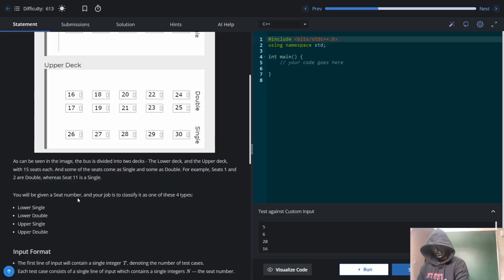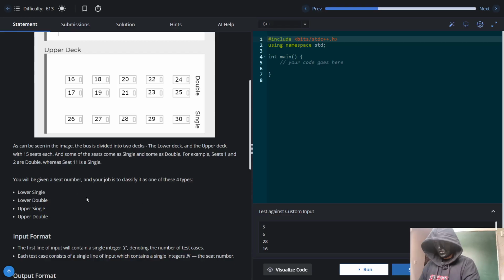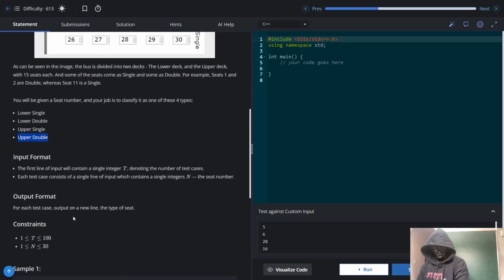You will be given a seat number and your job is to classify it as one of these four types: lower single seat, lower double seat, upper single seat, or upper double seat. So yeah, it's easy. I'll tell you how to do it.